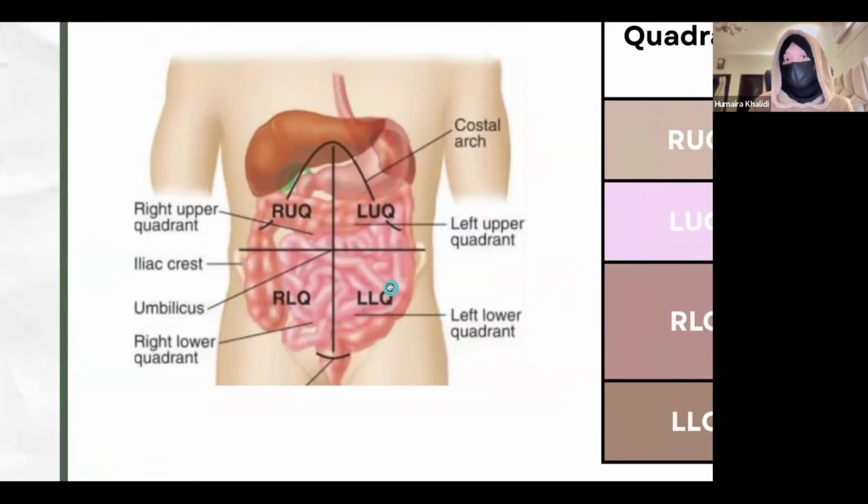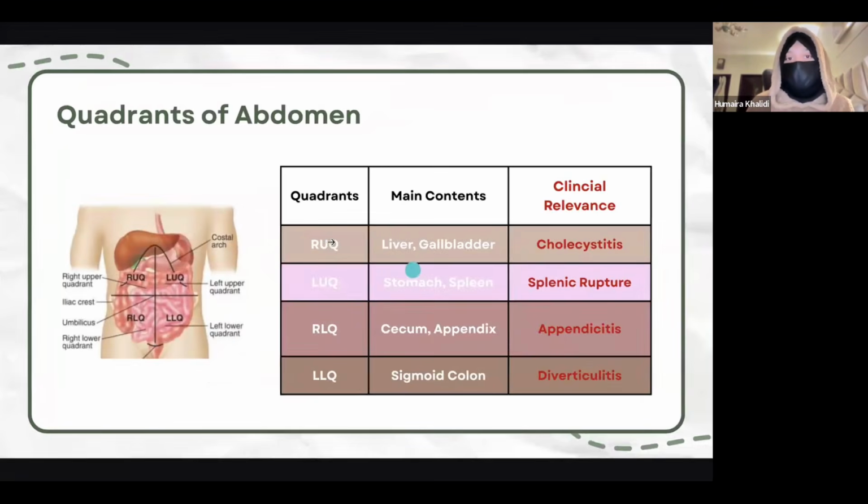left lower quadrant. These are the organs that you would see. This is very important. You would obviously see the pancreas behind this as well, as Leen mentioned earlier. And yeah, this is all you have. So I've mentioned this again.